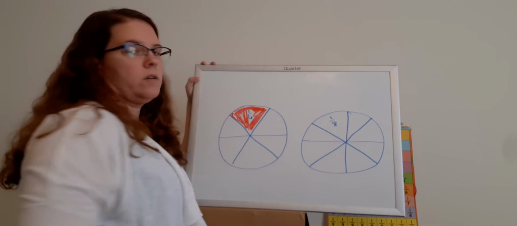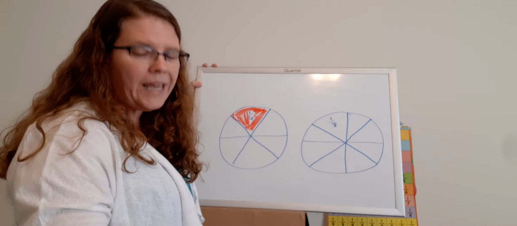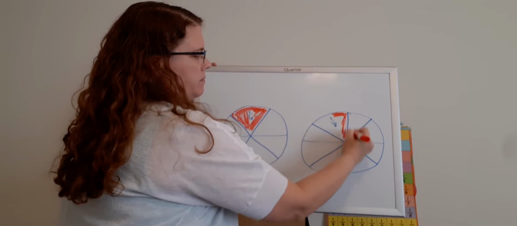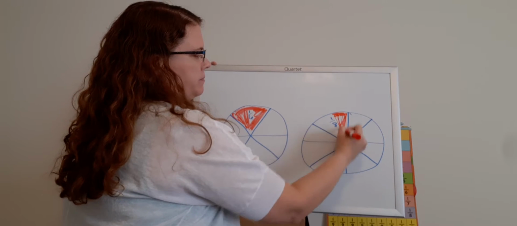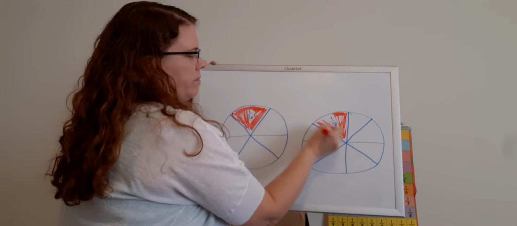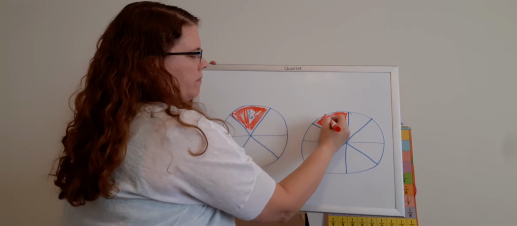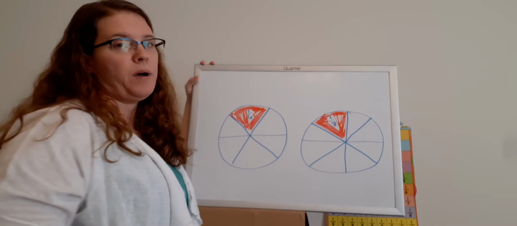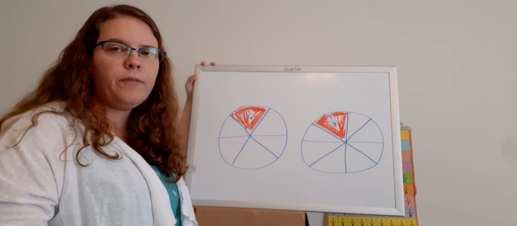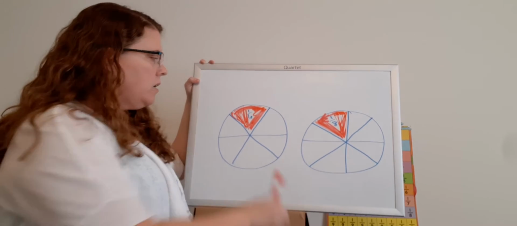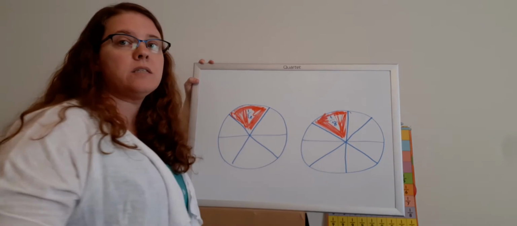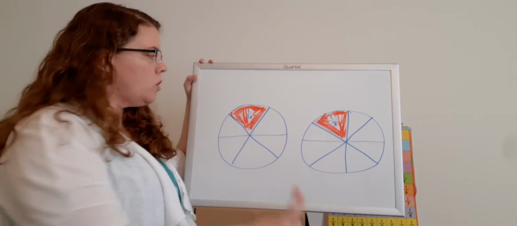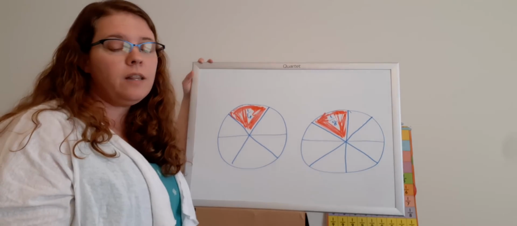Okay, and shade 1/8 of pie B. So shade in 1/8 of pie B. Okay, so 1/8 of pie B, 1/6 of pie A. Now let's look at the pieces. Okay, which piece is bigger? Which piece is larger? Okay, so 1/6 would be larger.